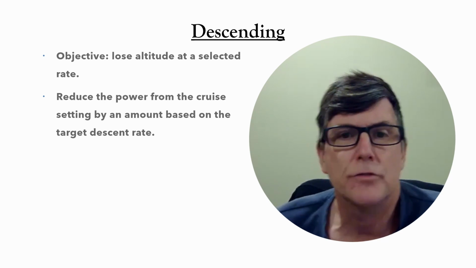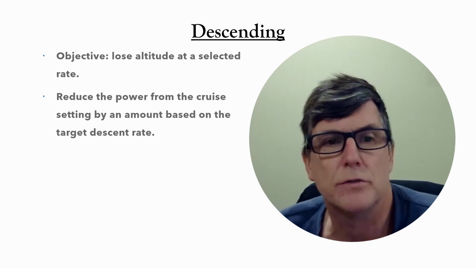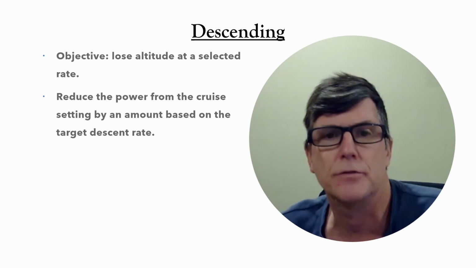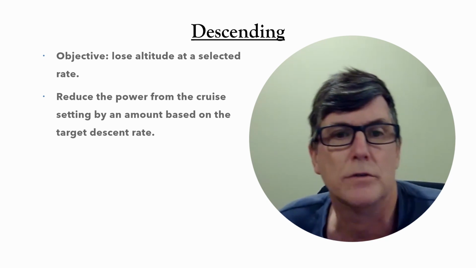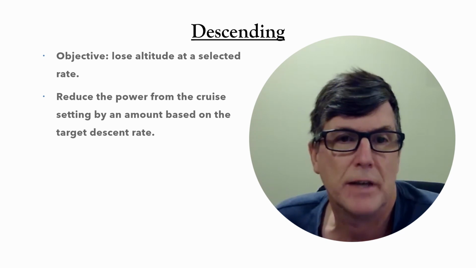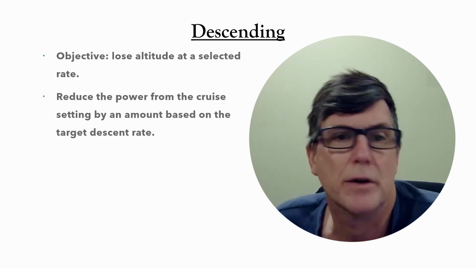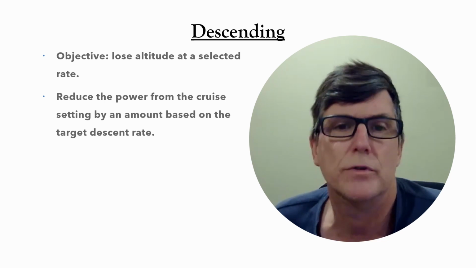The target airspeed during a descent is typically close to the cruise airspeed because we're still trying to make it to the destination and we're still trying to make good time. The target descent rate is calculated whatever you need to in order to get to the traffic pattern altitude before you get to the traffic pattern.